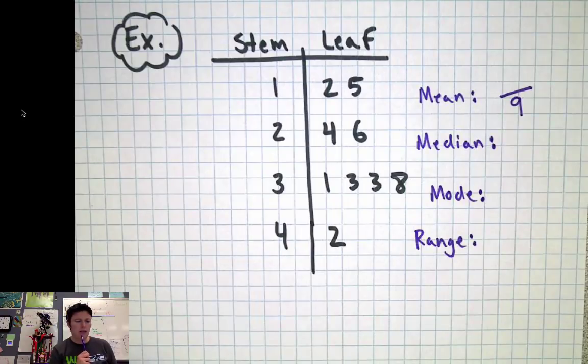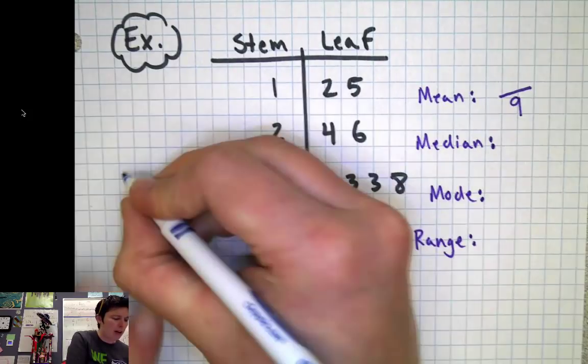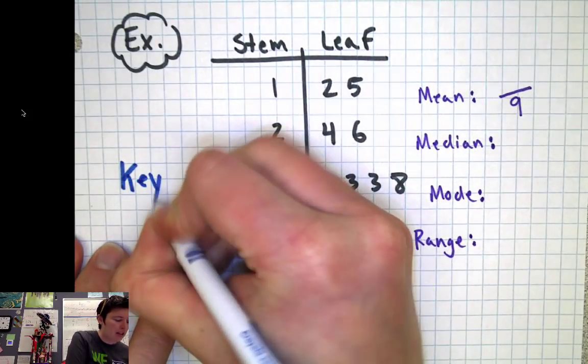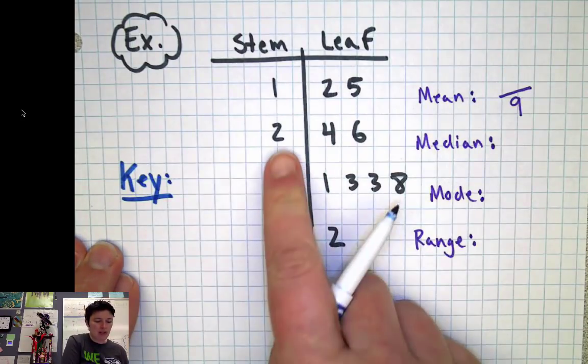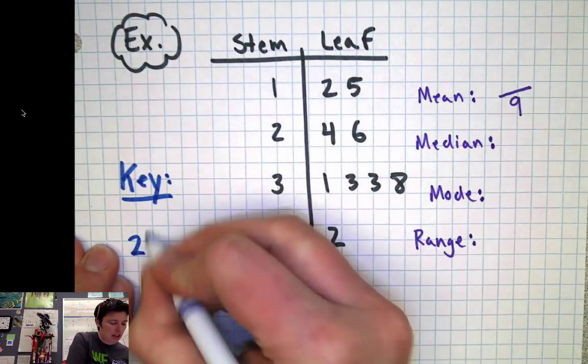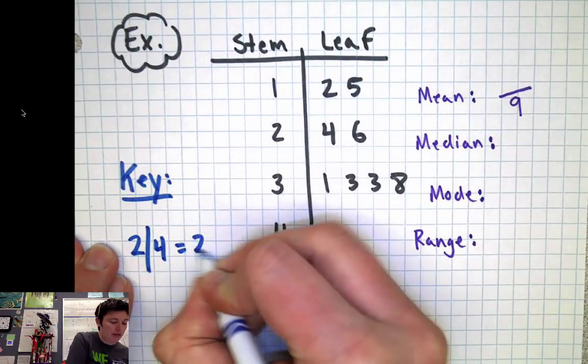Ooh, I also see that there wasn't a key included in this problem. And that's kind of a big no-no on my part. So I better include a key, or else how are you actually supposed to read these numbers? So in this case, 2 and 4, I'll use that as my key, represents the number 24.